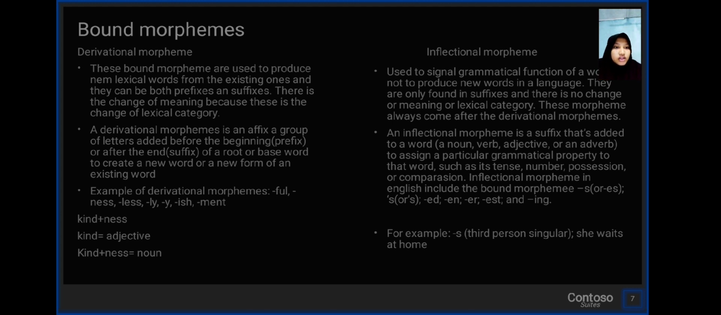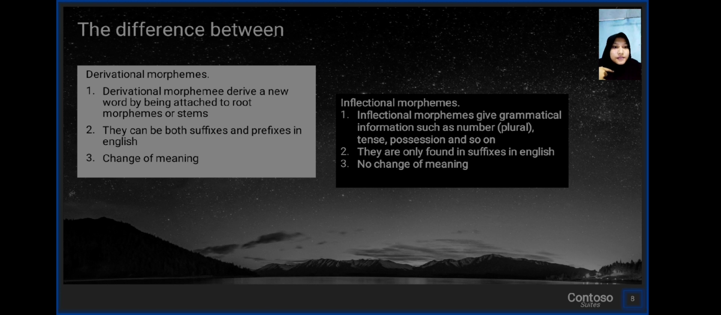And another is ed, which adds past tense. For example, he waited at home. And the next is ing, progressive. Example: she is eating the donuts. Next is en, past participle, for example, Mary has eaten the donut.